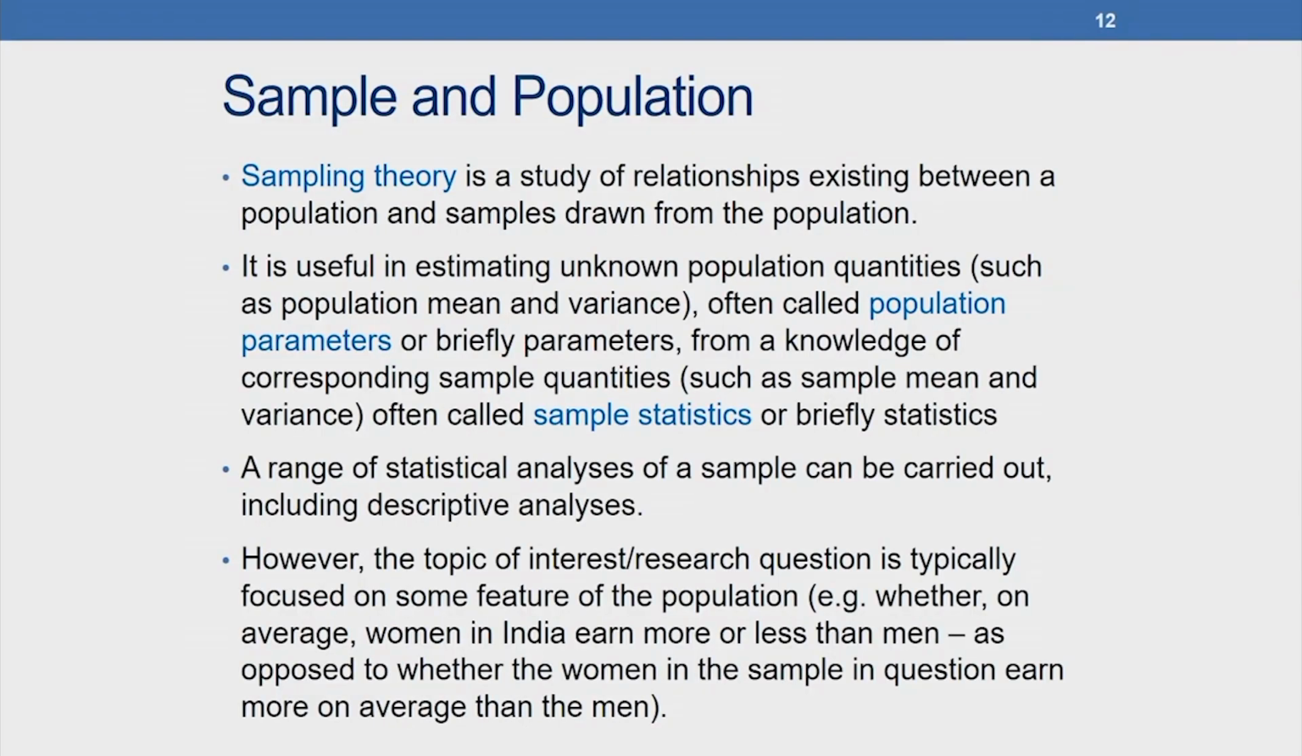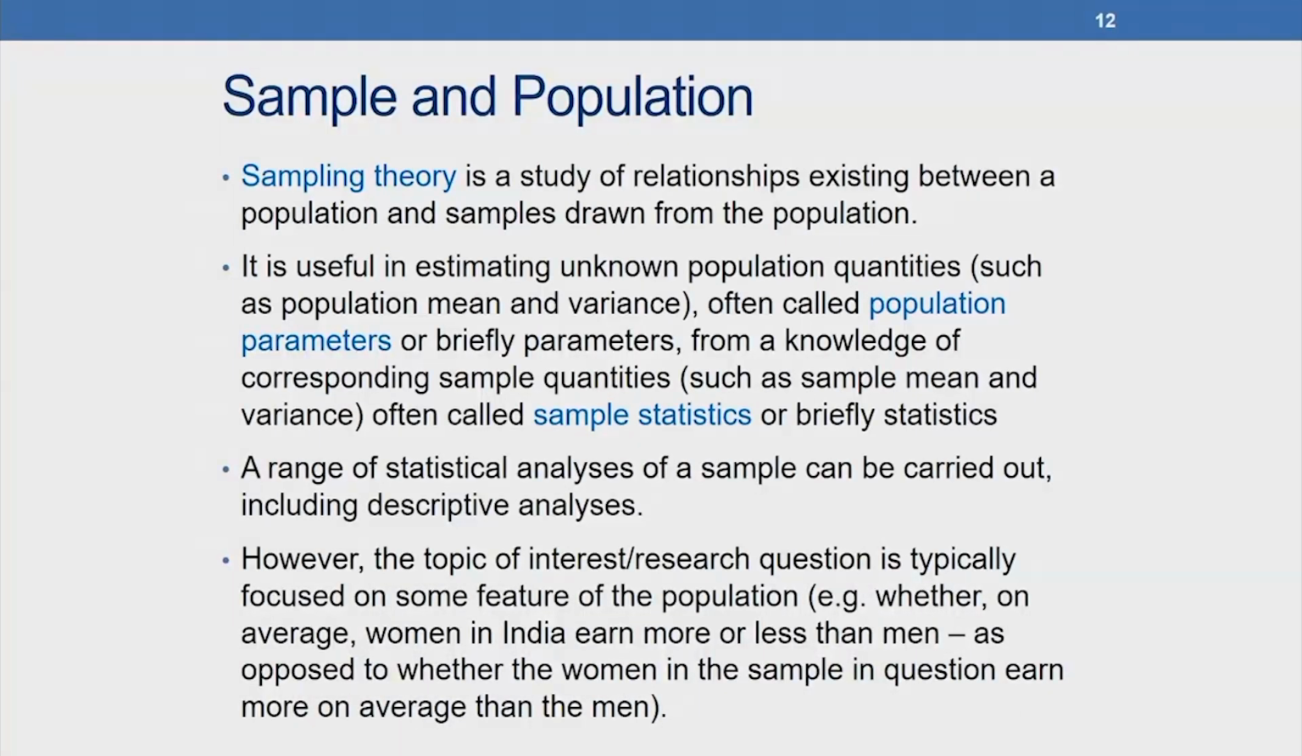So, in that sense, the sampling theory is to study the relationships existing between population and samples drawn from the population. Now, it is useful in estimating unknown population quantities such as population mean and variance, often called population parameters. When we are trying to calculate the average weight and height of a class of 100 children, let us say, based upon the population, and we are carrying out some averages there, what we are essentially doing is estimating population parameters, and these are referred to as parameters.